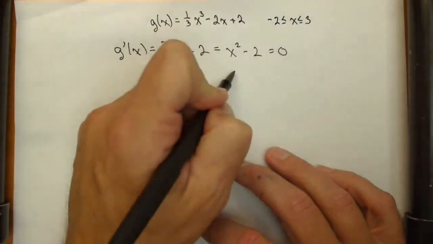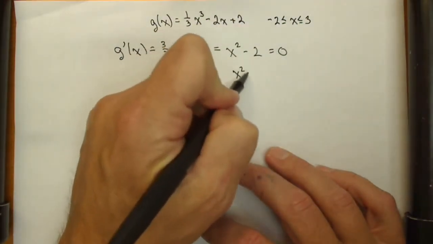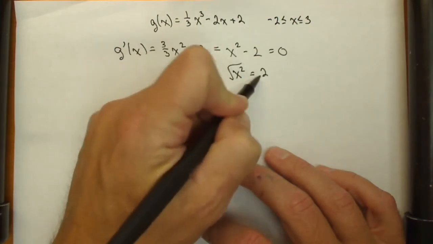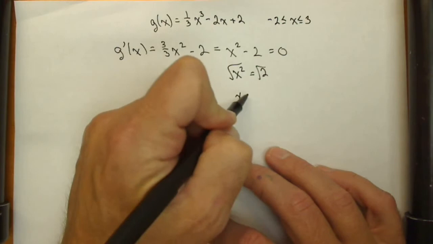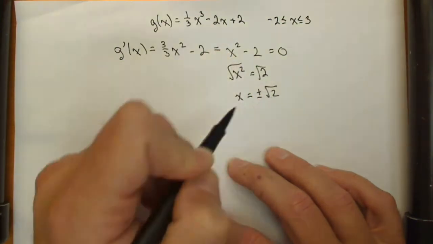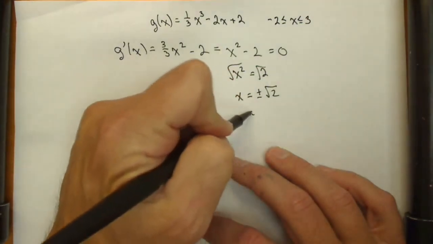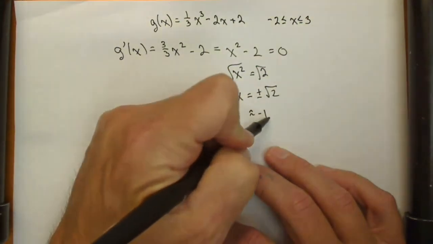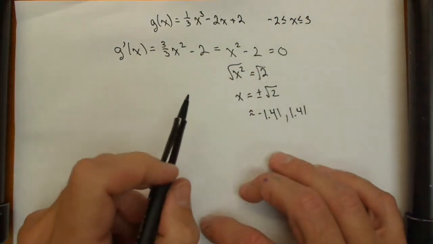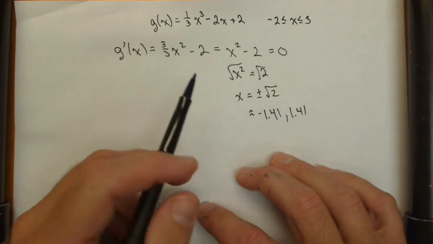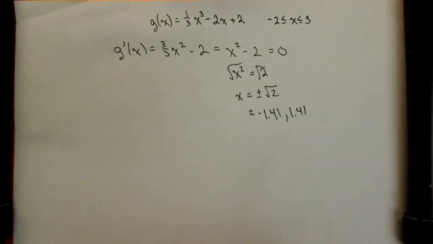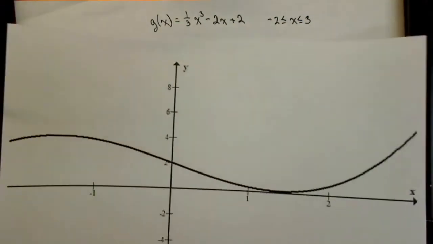If we set that equal to 0, we're going to have critical points. Add 2, so x squared equals 2, square root both sides, and we're going to have critical points at x equals plus and minus square root of 2. So at about negative 1.41 and positive 1.41. Okay, now we can make a sign chart for this, but we weren't asked to. We're going to actually use the graph to figure out where our mins and maxes are.